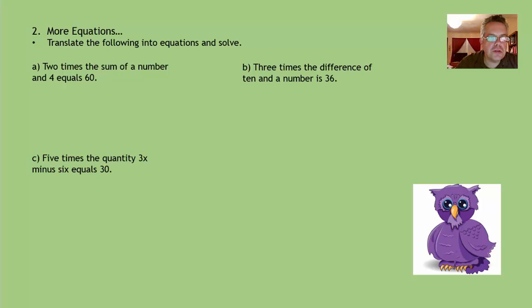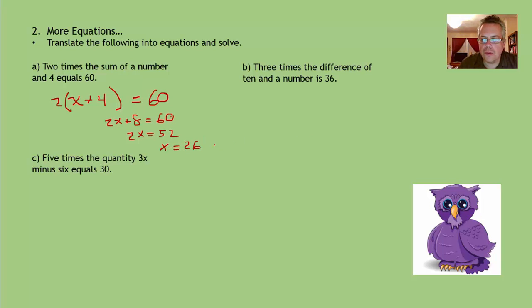Okay, so the first one says 2 times the sum of a number and 4. The sum of a number and 4 is x plus 4. That's the sum. And we want to multiply all of that by 2. So when it says 2 times the sum of something, we need parentheses. So 2 times the sum of a number and 4 equals 60. Okay, now we can solve. I would distribute. And if we subtract, we get 2x equals 52. And it looks like x equals 26 if everything went okay there.